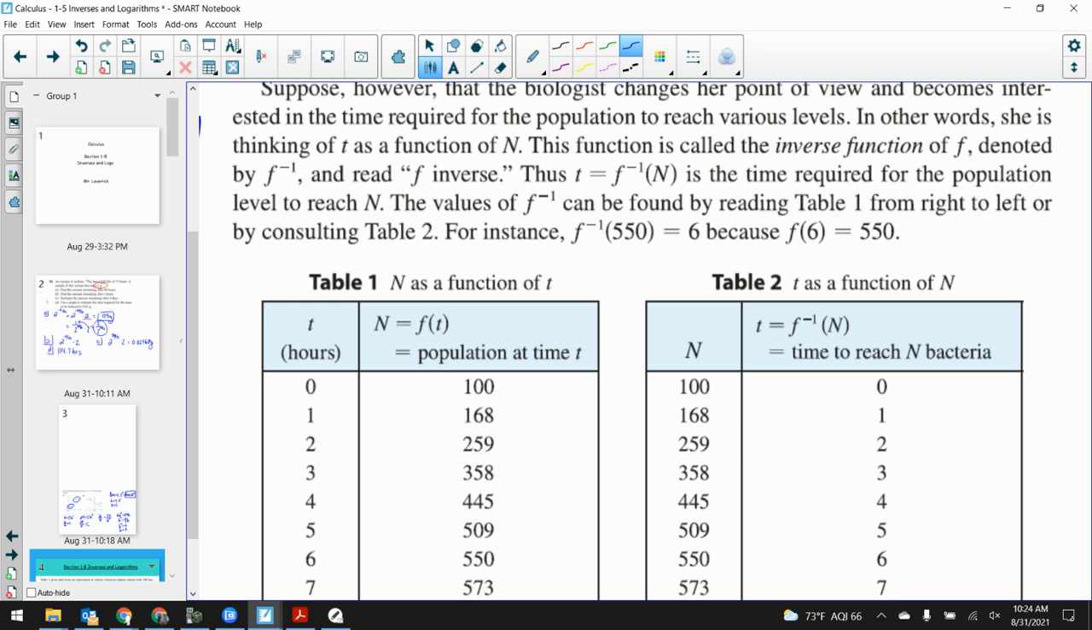Okay. This function is called the inverse of function f, denoted by f inverse. Remember that this is not a reciprocal of f in any way. That is just the notation of f inverse. Thus, t is equal to f inverse of n, and we can interchange them like that. Notice the input of one is the output of the other. The output of one is the input of the other. That's going to be key here coming up in a second.